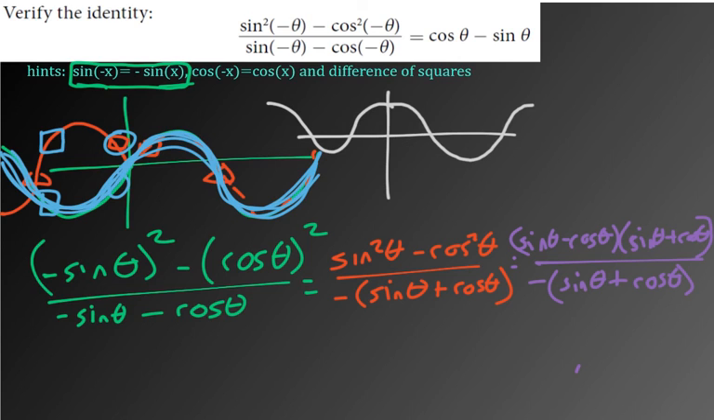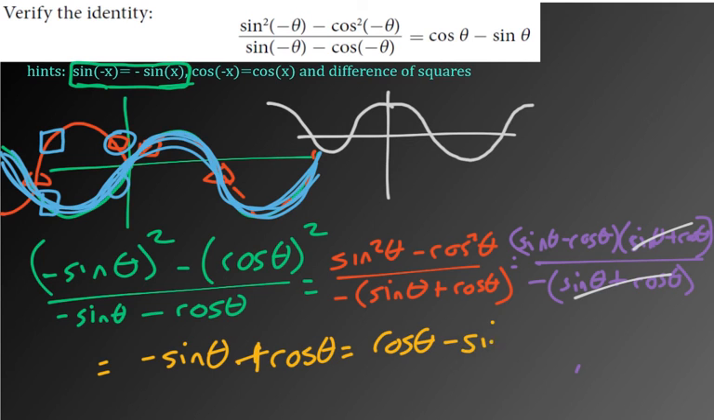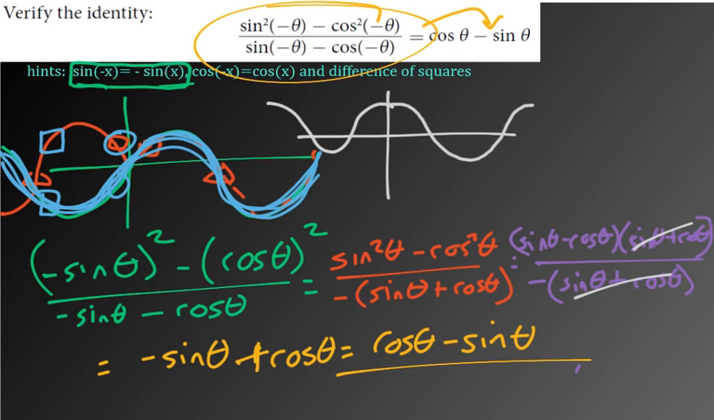And this is nice because sine theta plus cos theta cancel. And we know that if we divide by a negative, that's going to be the same thing as minus sine theta plus cos theta. And we wanted to show that it equals cos theta minus sine theta, which is, of course, true. And so that does it. We took this big, messy-looking thing and showed that it simplifies to that. So we have verified the identity.